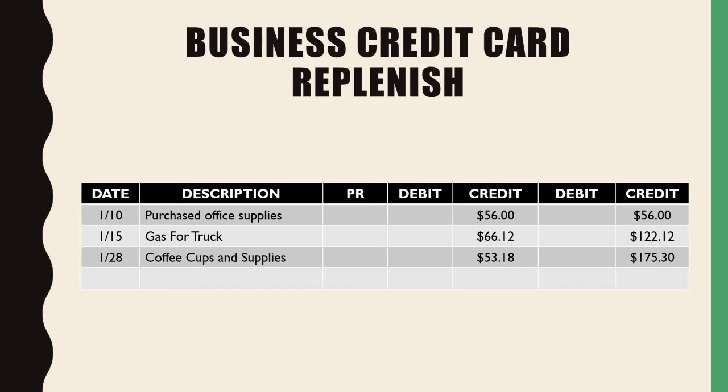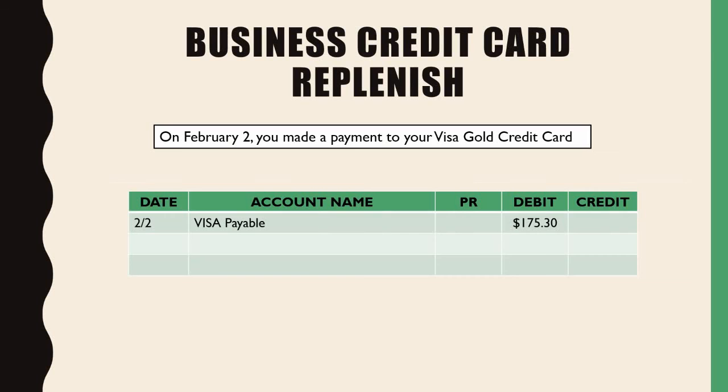Your credit card will still hold the amount of money that you still owe on it, but you're just being tacked on with extra interest. Okay? So in this case, I recognize that I'm paying my Visa payable credit card, that I owe $175.30. But what I also have to do is write out a check.